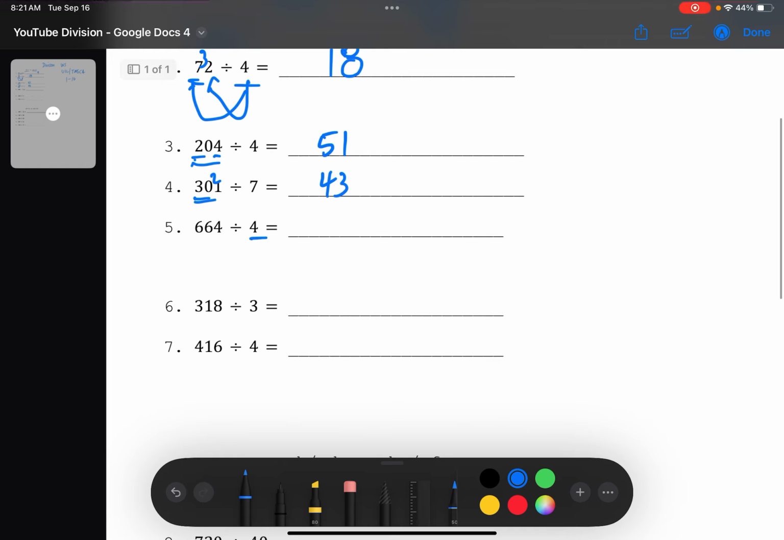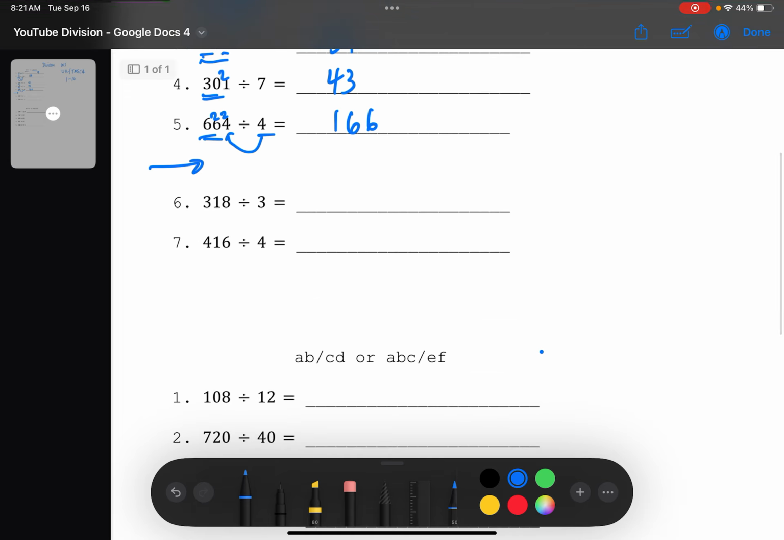The next one, same fashion, right? 4, how many times does it go into 6? That's once. There's 2 remaining. So how many times does 4 go into 26? Well, that's 6 times because it's 24, and then there's 2 remaining. And then how many times does 4 go into 24? That's also 6. So your answer is 166. So those are pretty straightforward. You always work from left to right when you're dividing, okay?